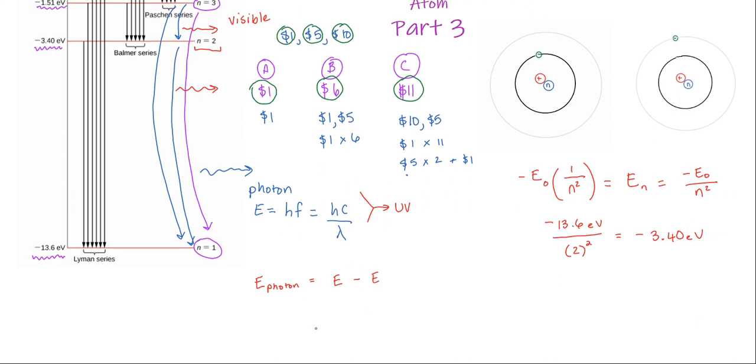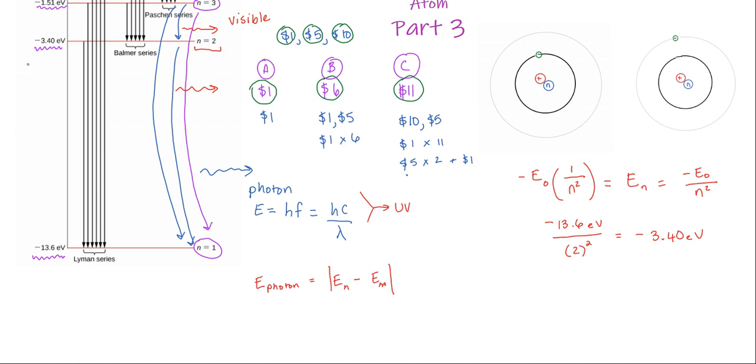Now some books will notate n and m, n being the level that you're starting at and m being the level that you're going to, but you don't necessarily need to do that. A lot of times they'll show it this way to signify that n has to be a greater value than m, if you're doing an emission. So if you're going from a higher level to a lower level, that's the only time an emission can occur. So what we're going to do here is just calculate them separately.